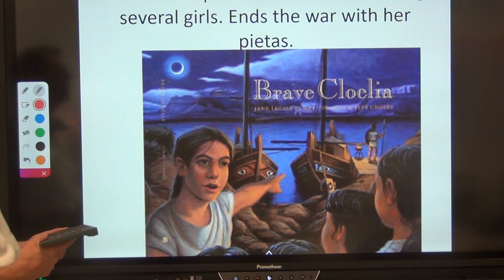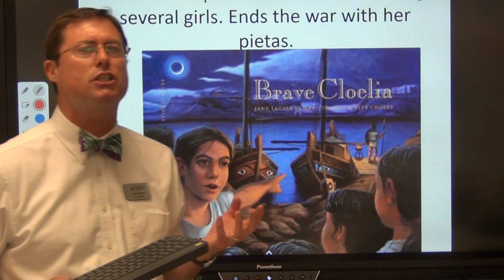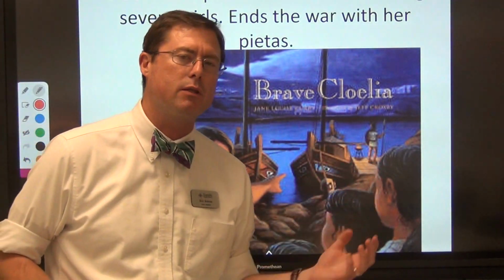Cloelia is going to jump into the Tiber River, swim across, and get some of those Roman hostages that are being held at the camp, and bring them back over to safety.